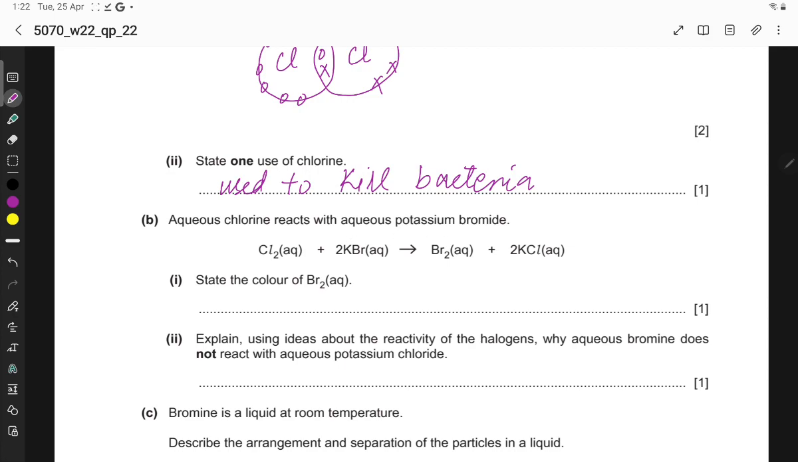Aqueous chlorine reacts with aqueous potassium bromide. State the color of bromine aqueous. So this is the displacement reaction of halogens. Chlorine is more reactive than the bromide ion. So chlorine can displace bromine from potassium bromide. So the color is orange.